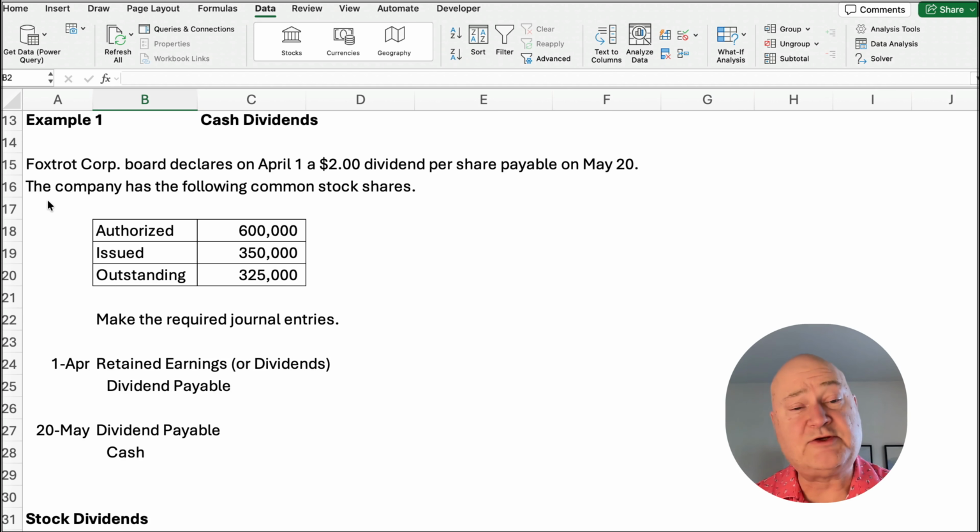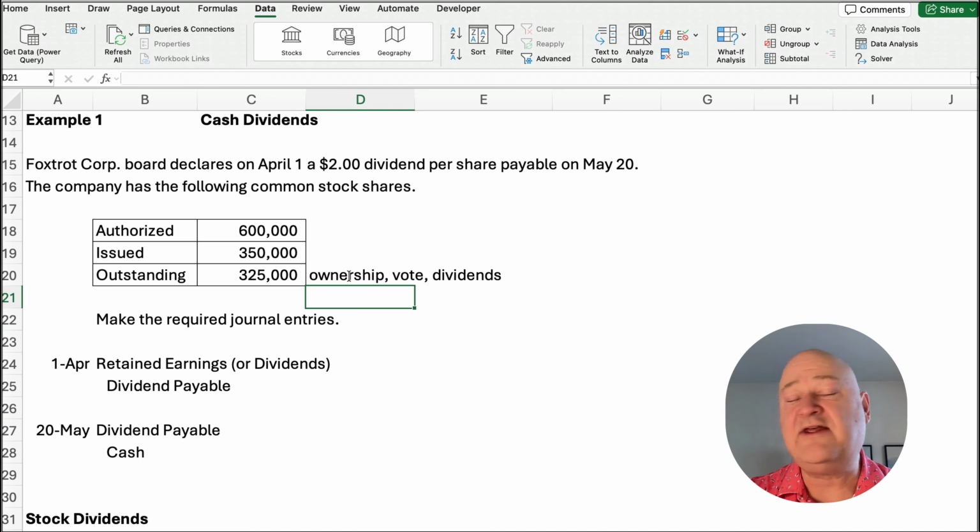So the important number is always outstanding. This represents ownership. This represents the right to vote and the right to receive dividends. So this is an important number. We're always going to look for outstanding. If it says issued and doesn't say anything else, then we usually assume issued equals outstanding. But this is the real number that we want. We want the outstanding number, right?